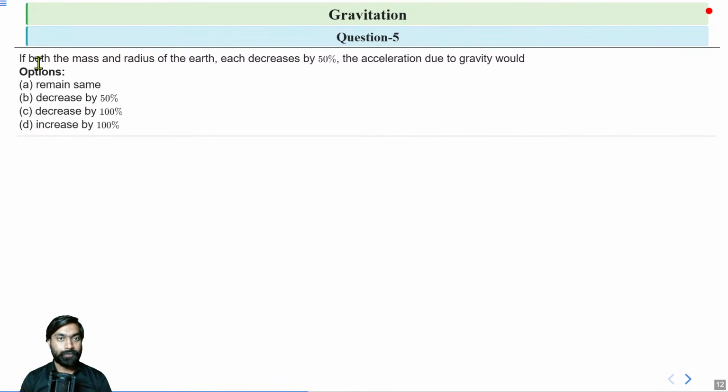Next one. If both the mass and radius of the earth decrease by 50%, the acceleration due to gravity would be what? Option A, remains same. Option B, decreases by 50%. Option C, decreases by 100%, and option D, increases by 100%. So tell me which option is correct, A, B, C or D.